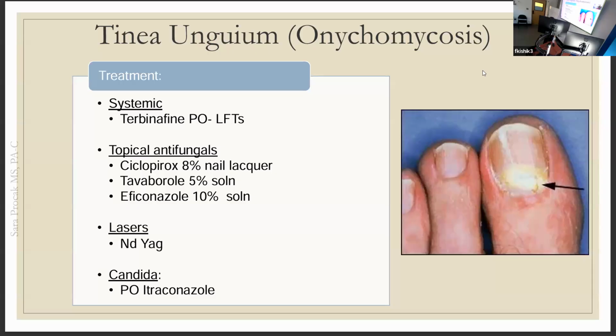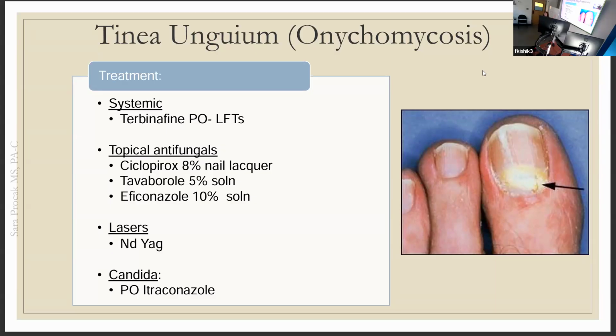All right. So treatment, systemic, okay, is usually going to be the way to go, especially when the nails are very heavily affected. So Lamisil, for example, you're going to do LFTs prior to starting the medication, and then once a month, and they're going to be on it for a total of 3 months. All right. It does work well.